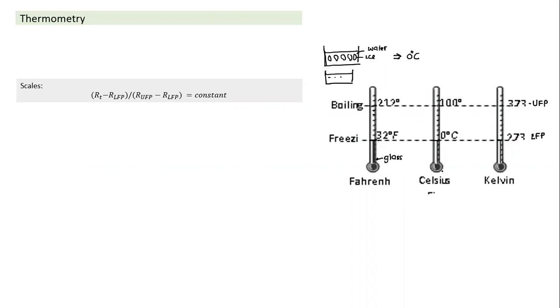In case of a centigrade thermometer, I mark this as 0. The lower fixed point is given a value of 0, the upper fixed point is given a value of 100, and in between 100 divisions, it becomes a different scale.